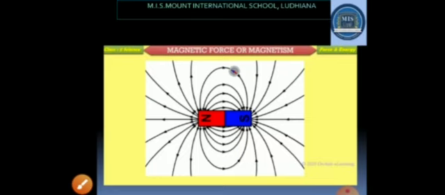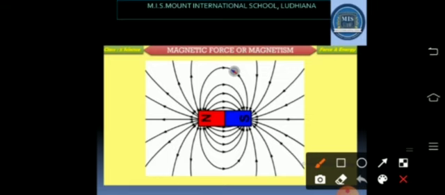Now, the second one is magnetic force. In this picture, I have shown a magnet. Every magnet has 2 poles associated with it, North Pole and South Pole. The lines which I have drawn here are magnetic lines of force which originate from North Pole and enter at South Pole.